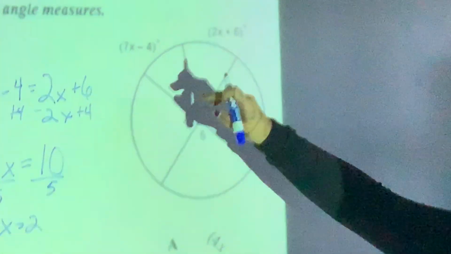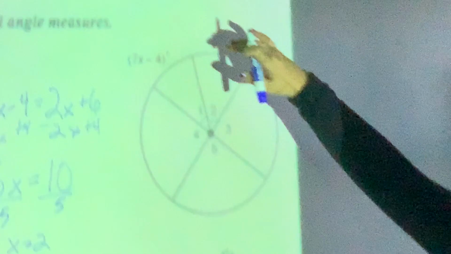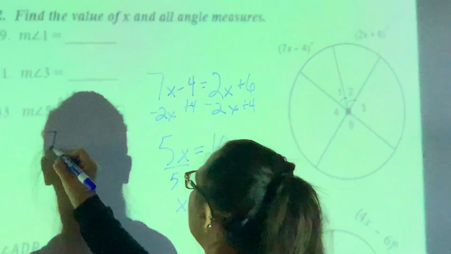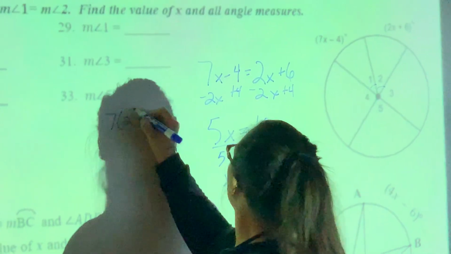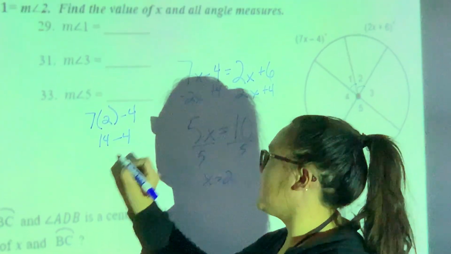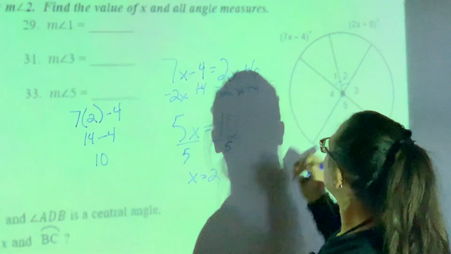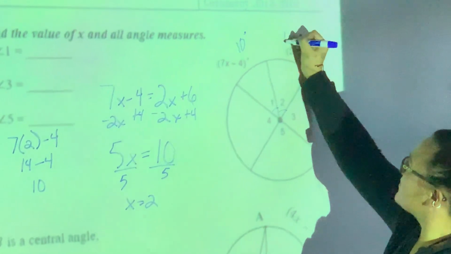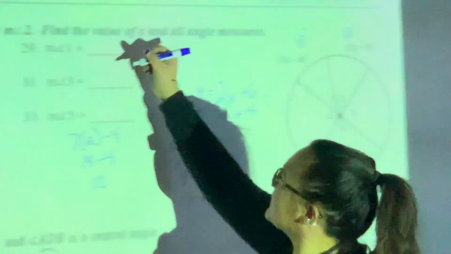So now we can go ahead and solve for either the measure of angle 1 or angle 2 because they both equal each other. So let's do angle 1. We have 7 times 2 minus 4. 14 minus 4 equals 10. So this first one equals 10, and since these are equal to each other, we also know that that equals 10 degrees.